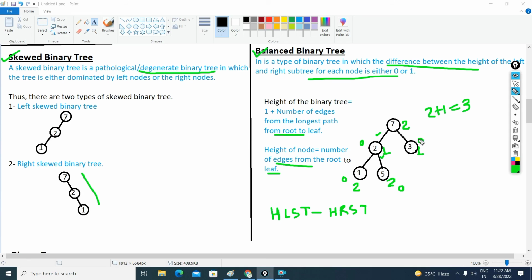Here the height of the left subtree is what? 2, and the height of the right subtree is what? 1. So the difference is what? 1. So this tree is fulfilling the property of balanced binary tree because in this the difference is what?